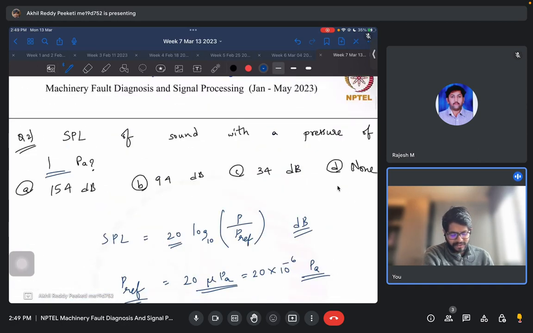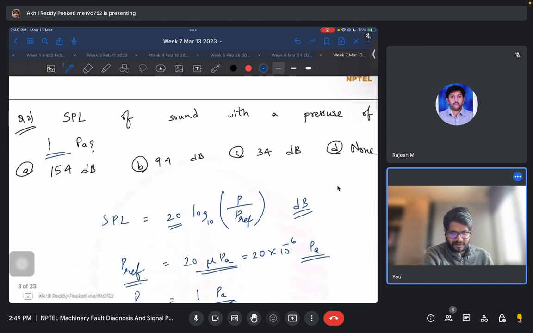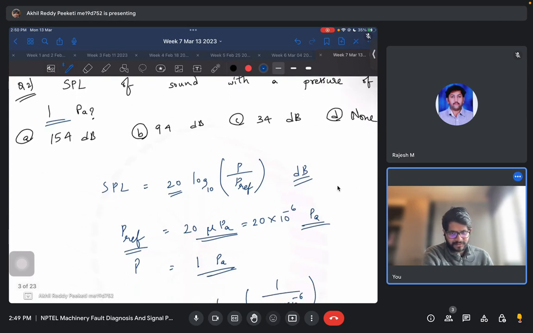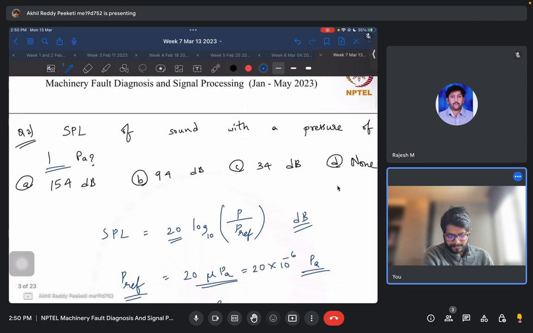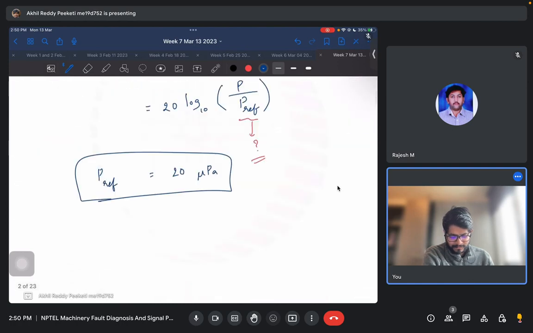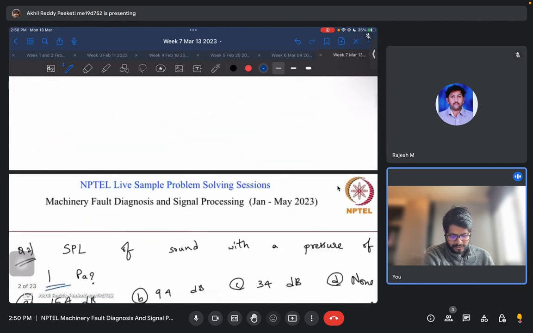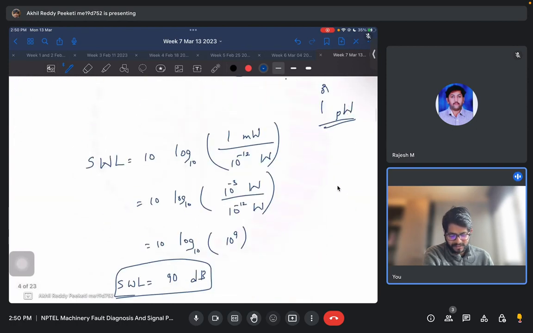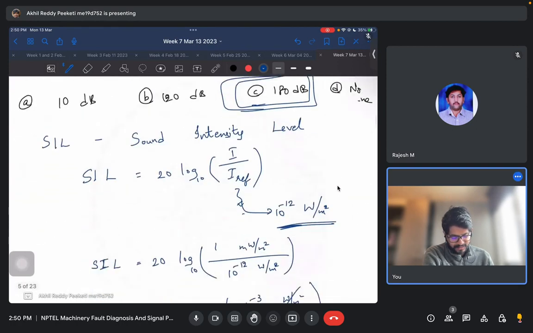And the first one is sound pressure level. So here also 20 log 10 pressure by reference pressure, and the reference pressure is 20 micropascals. Okay, so this way now I think you will be able to estimate SPL, SWL, and SIL.